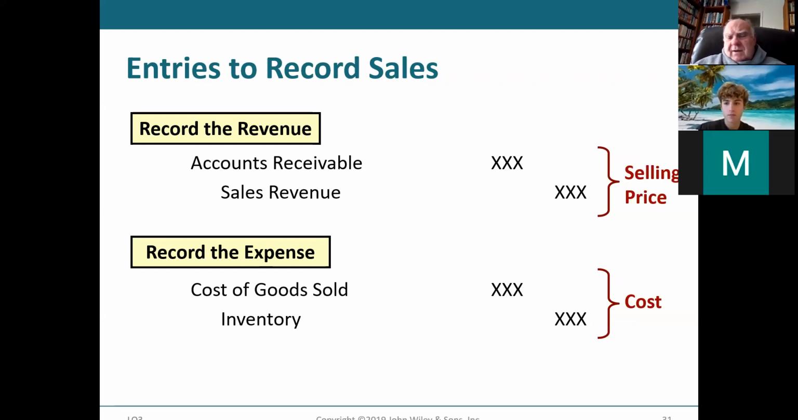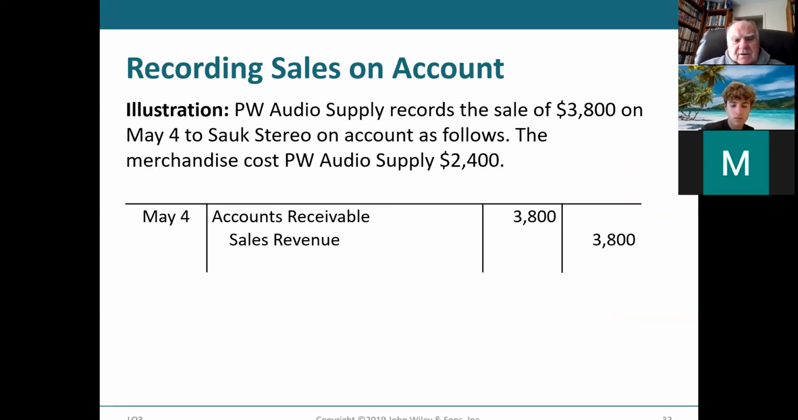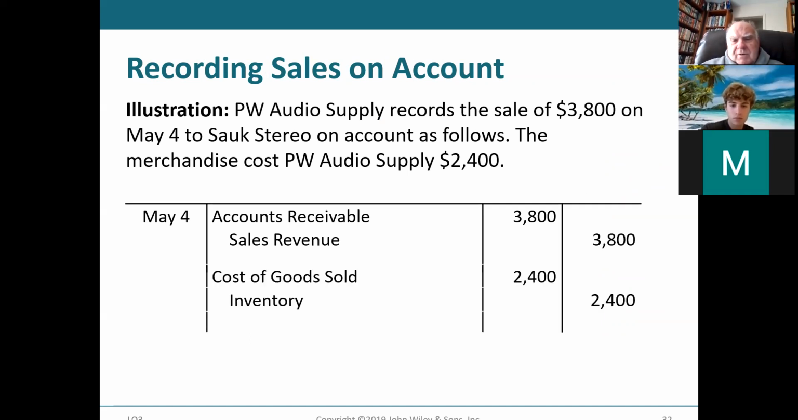In other words, you sold something for, say, $1,000. You debit accounts receivable for 1,000, credit sales for 1,000. You returned 200 of it. We're good, and the cost of it was 200. We're going to debit the cost of goods sold for 200. The inventory credited for the 200. Recording sales on account. Well, we know how to do that already, huh? We record the sales and the cost of goods sold.